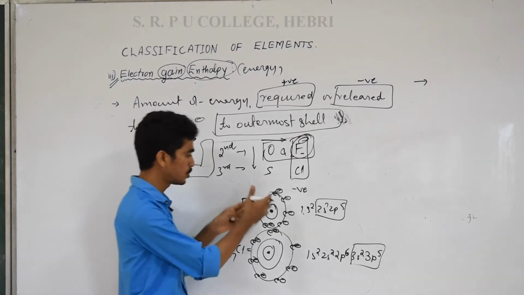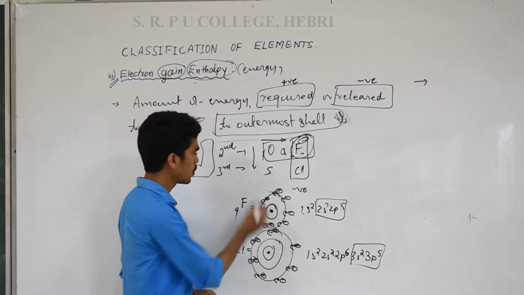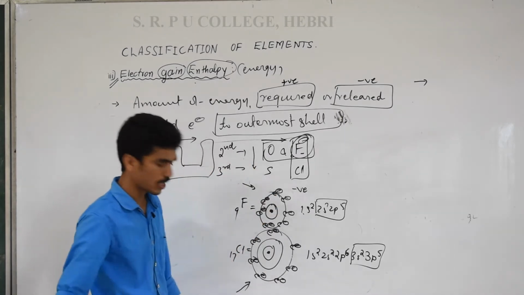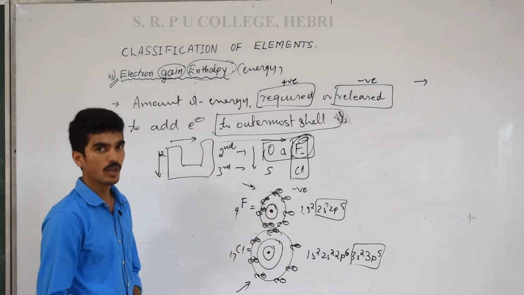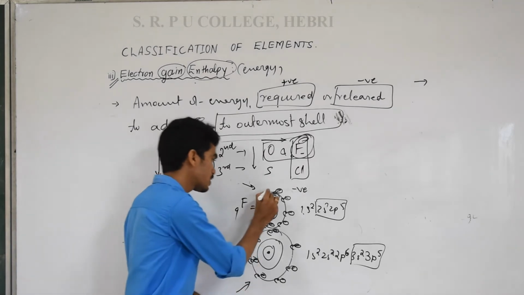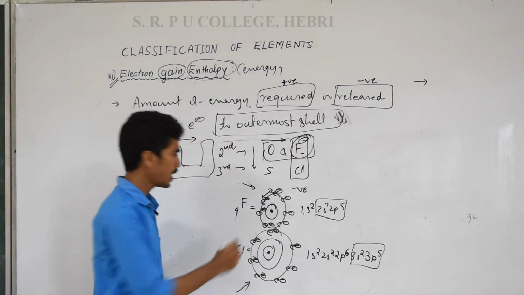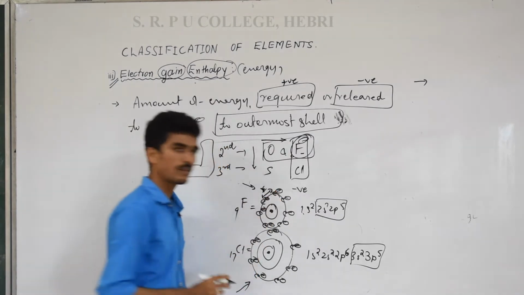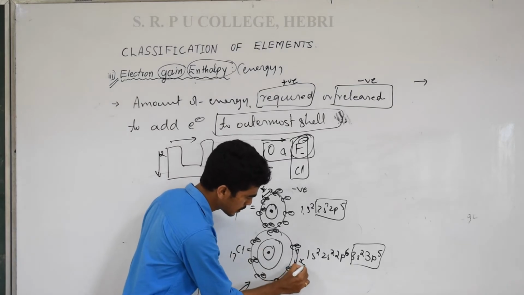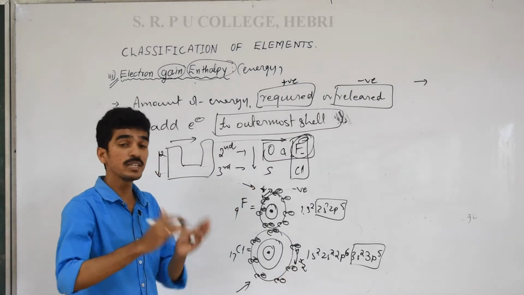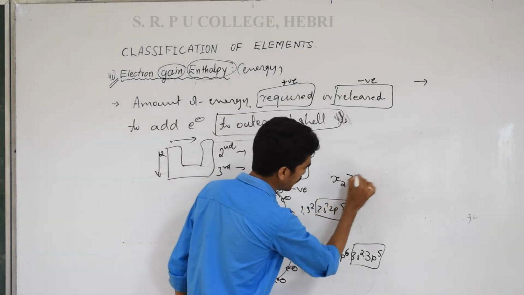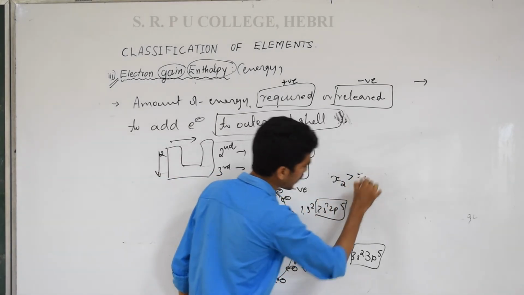Our intention is to add 1 electron to this orbital, and here also add 1 electron to this orbital. Just observe this, already 7 electrons are there. What is the distance between these two? We can take x1 here, and here we should take x2. Just imagine which distance is longer. Obviously x2 is a larger gap than x1.